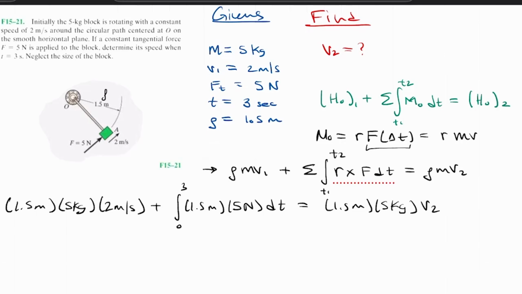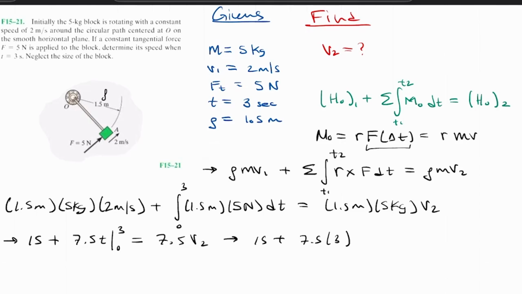So once we multiply everything here, we should obtain 15 plus 7.5t evaluated from 0 to 3 equals 7.5 v2. And once you evaluate all of this, you are going to get 15 plus 7.5 times 3 minus 0 equals 7.5 v2. Solving for v2, you should get that v2 is equal to 5 meters per second.